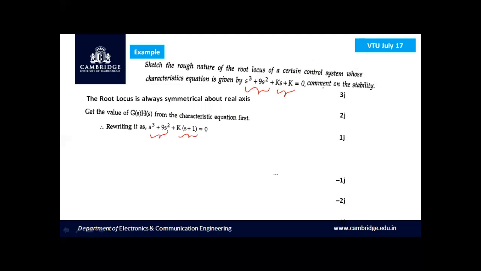And we know the reason why we do this. We have to resemble the standard representation of the characteristic equation as 1 plus G(s)H(s) equal to 0, so that we can extract our open loop transfer function G(s)H(s). Now we know the characteristic equation is given by 1 plus G(s)H(s) equal to 0. So now let us divide the entire equation by the polynomial containing the terms of s without k. So let us divide this entire polynomial by s cube plus 9s square.